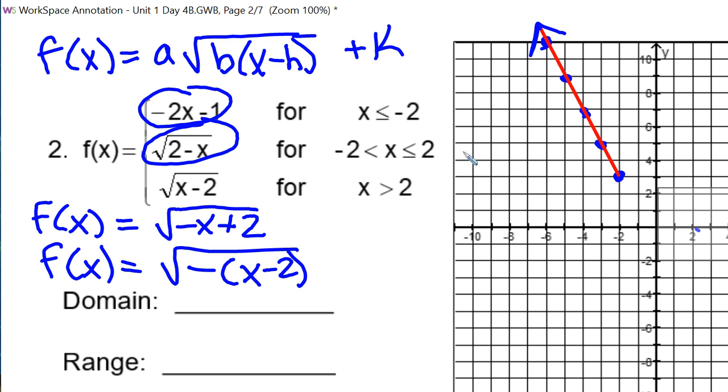And that is my boundary. So at 2, looking at the symbol beside it, should it be open or closed? Closed. So 2, 0 needs to be our starting point. Now if our b value is negative, what does that tell us about that function? Reflects over the y-axis. So instead of going right 1 and up 1, which way do we need to go? Left 1 and up 1. Left 1, up 1. Instead of going right 4 and up 2, we need to go left 4 and up 2.